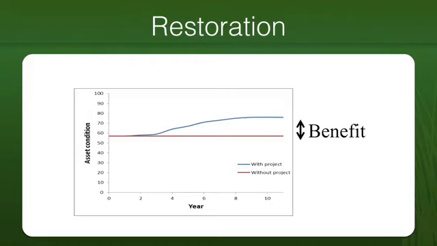It's been degraded, and it would just stay at about the same level of quality, so its value wouldn't really change. But if we do the project, then the condition of the environment will improve a bit, and so there'll be some benefit that occurs. So the difference between those two lines over time is the measure of the benefits in that particular year.